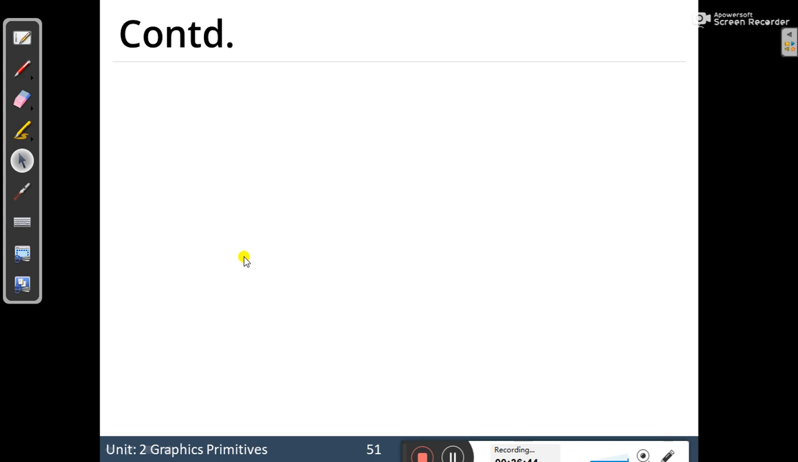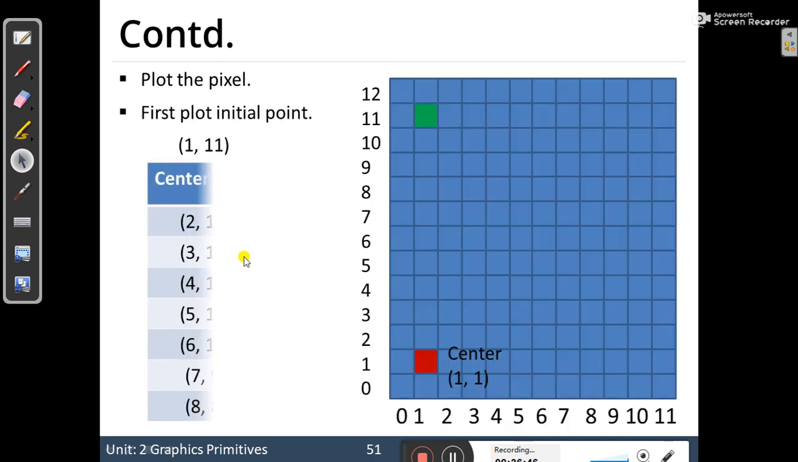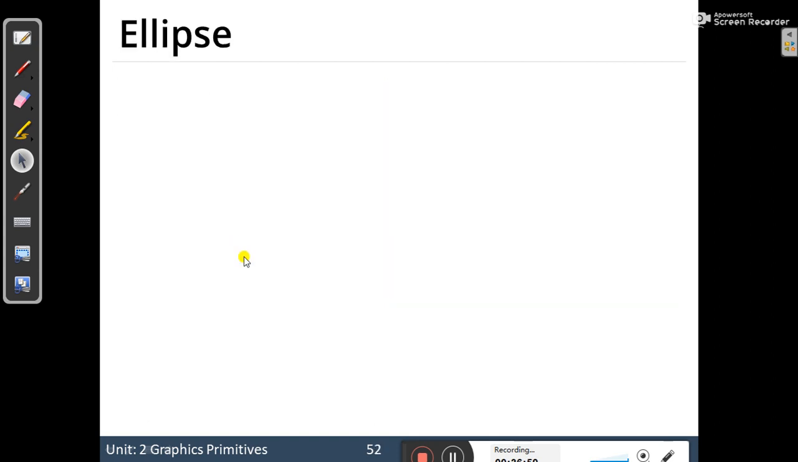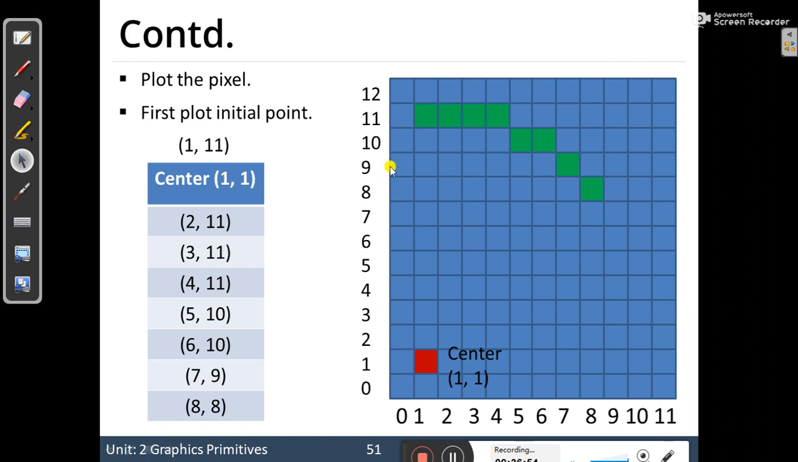Now this is the way we'll draw. Okay. So this is the way. Now your task is to find out how we can transform the same part in the other octants. I can show you.